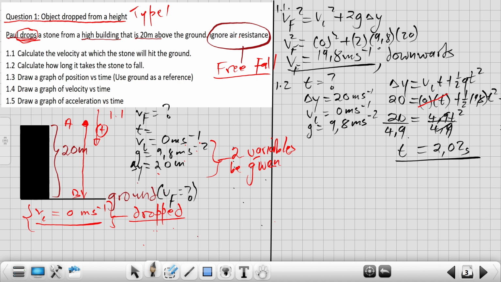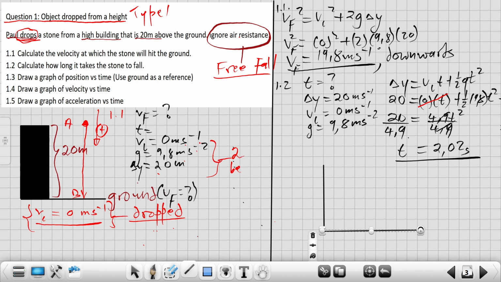And then at 1.3 now, they are saying draw a graph of position versus time and use ground as a reference point. So let's draw that graph. Obviously, when we draw our graph, we need to have our axis. Let's have another one here.